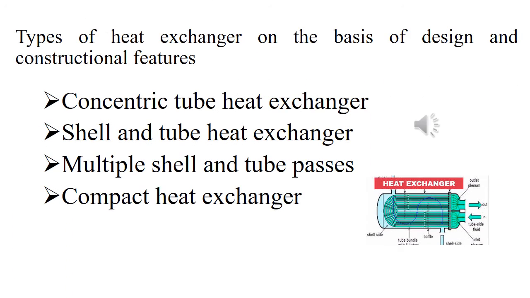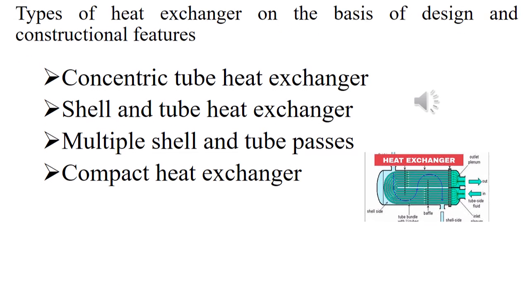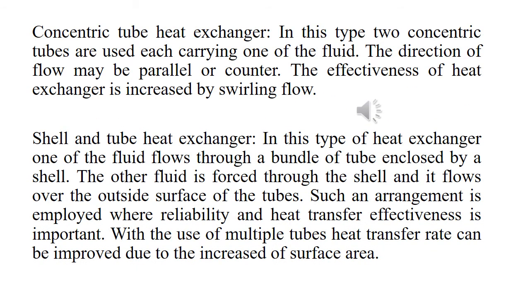Now, let's see the types of heat exchanger on the basis of design and constructional features. So there are a total of 4 types according to this. First one is concentric tube heat exchanger. Second one is shell and tube heat exchanger. Third one is multiple shell and tube passes. And the fourth one is compact heat exchanger. Let's see about the concentric tube heat exchanger. In this type, two concentric tubes are used, each carrying one of the fluids. The direction of flow may be parallel or counter.